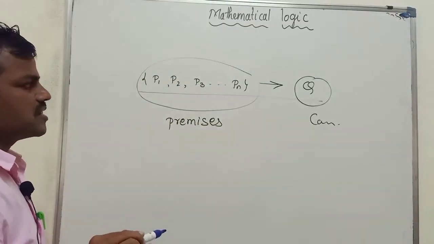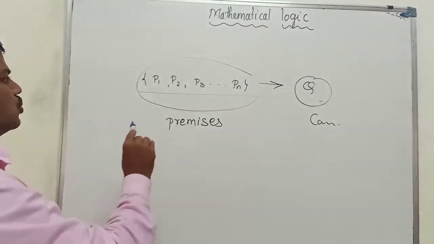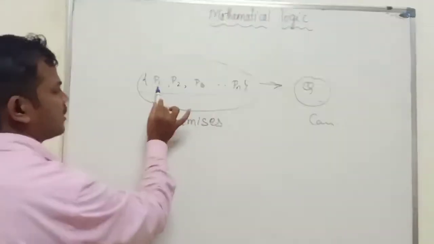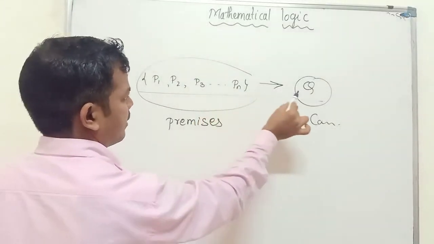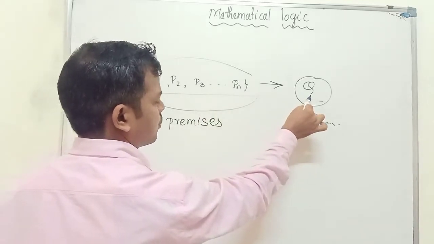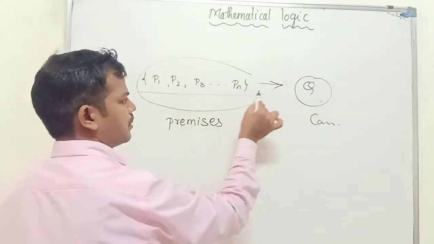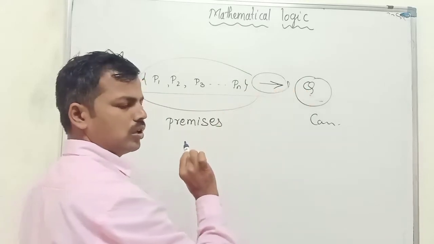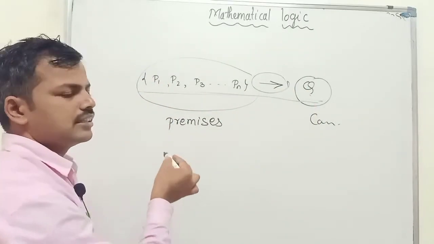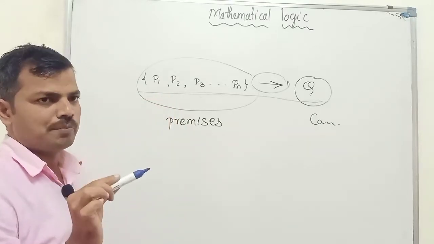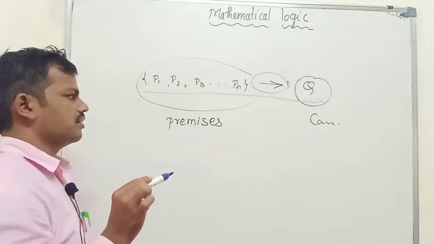So when we say that it is an argument: if we have a set of statements, and they form a compound statement by a conditional symbol, so this compound statement is called an argument.